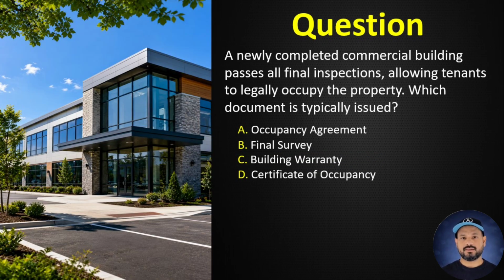Question number 30. A newly completed commercial building passes all final inspections, allowing tenants to legally occupy the property. Which document is typically issued? A. Occupancy agreement. B. Final survey. C. Building warranty. D. Certificate of occupancy. Correct answer D. Certificate of occupancy authorizes legal occupancy after required inspections.